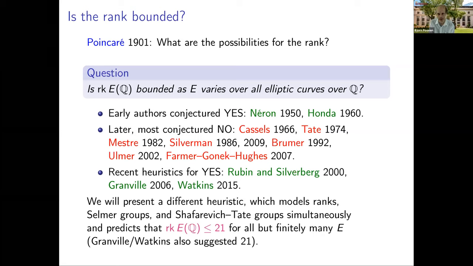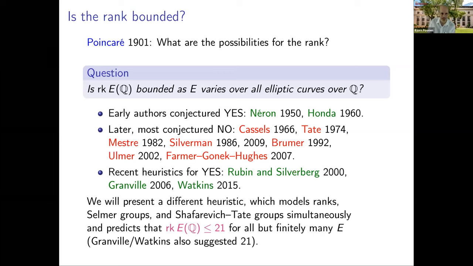A lot of people have thought about this question. Initially it seemed that people thought the answer would be yes. Néron in 1950 wrote that he thought probably it's yes, and Honda also made a conjecture along those lines. And then Cassels said, I think all these earlier authors are wrong. I believe it's actually unbounded. I'm not sure if all these people were independently thinking about this, or if they just said, well, if Cassels said it, it must be true. But anyway, everybody started saying it's a folklore conjecture that it's unbounded, and so on and so on.